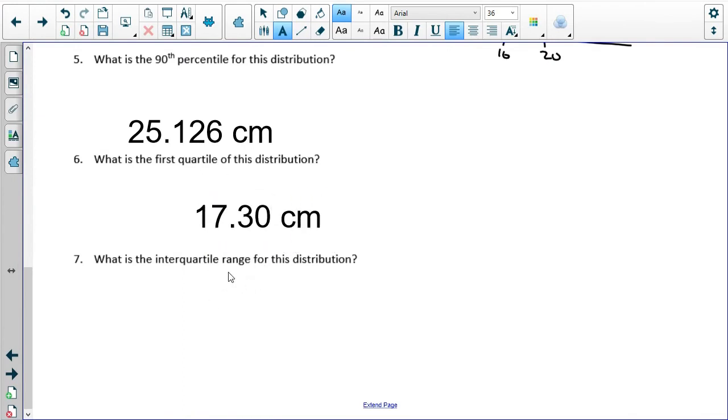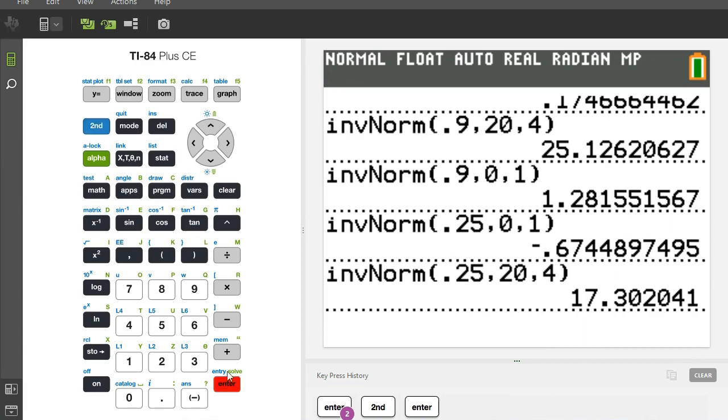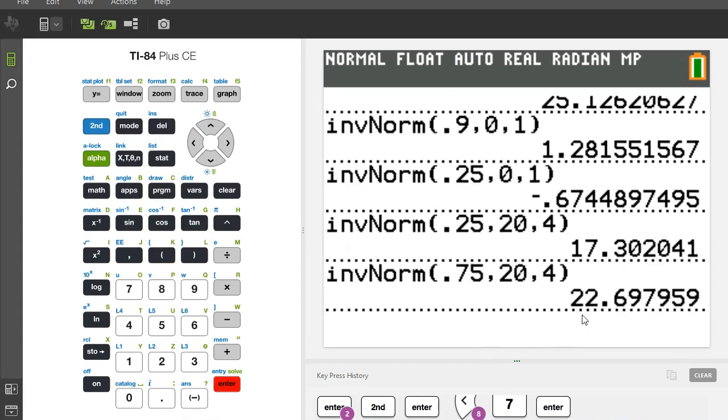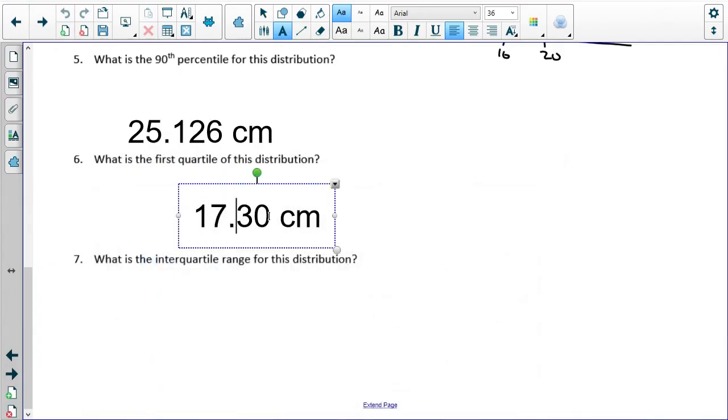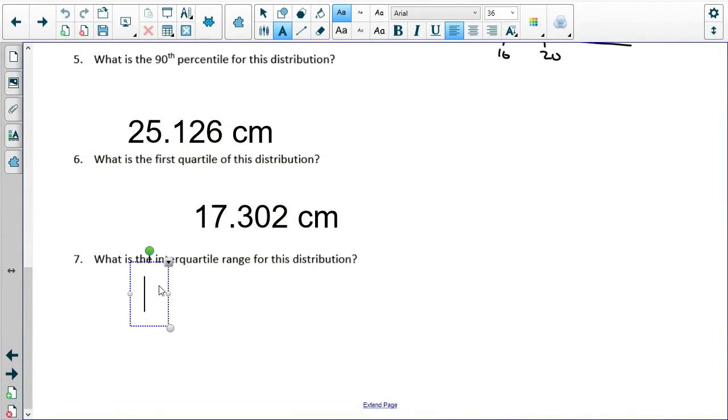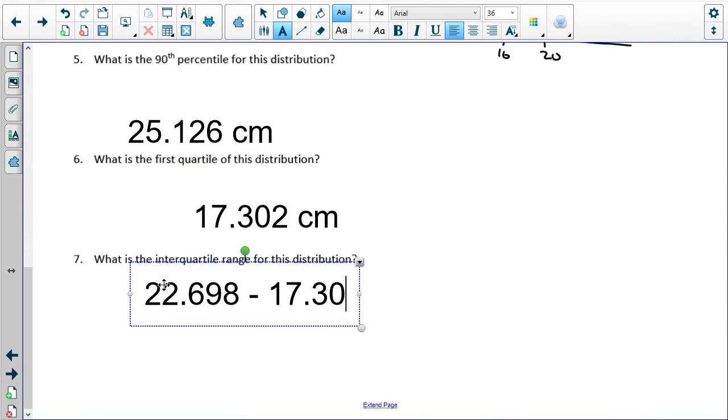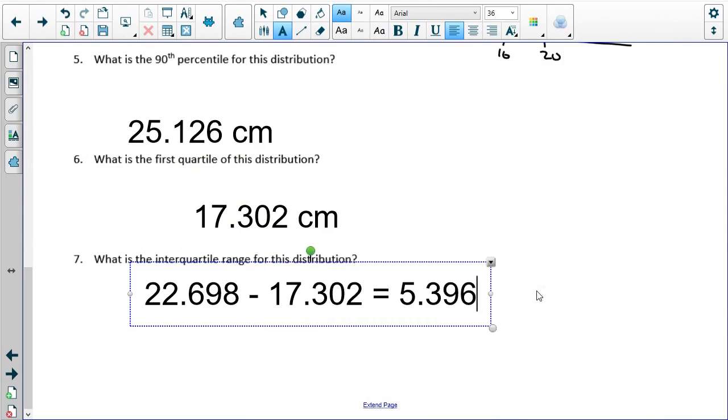The interquartile range, I could also find the third quartile at 0.75. So I could change this to 0.75. And I figure out that it's 22.697, or 22.70 if I rounded to 2 decimal places. Which I actually should round to 3 decimal places because that's what the class requires. And then 22.698 minus 17.302. As I'm looking at this, that's the interquartile range.